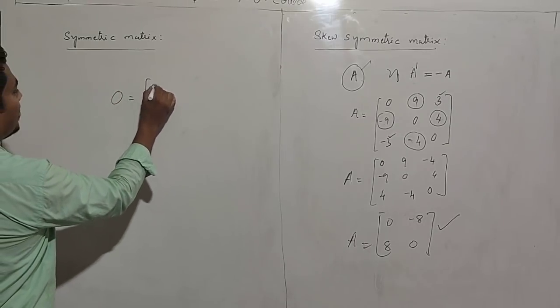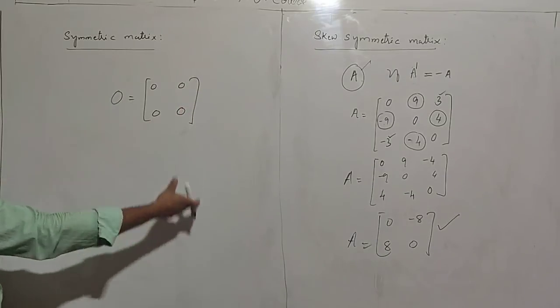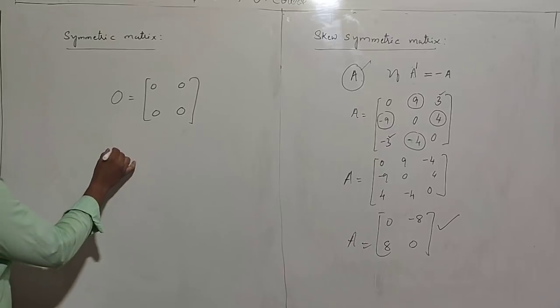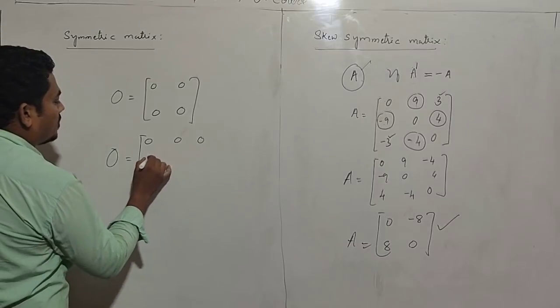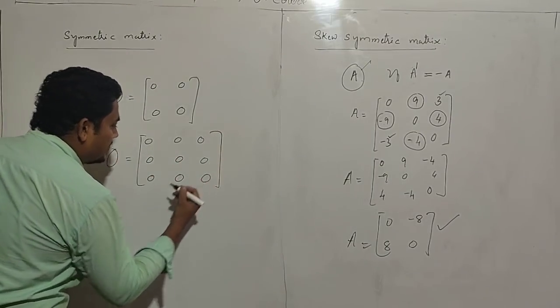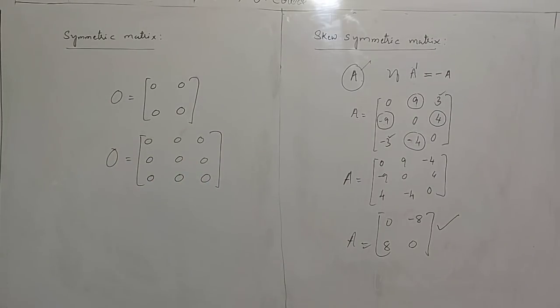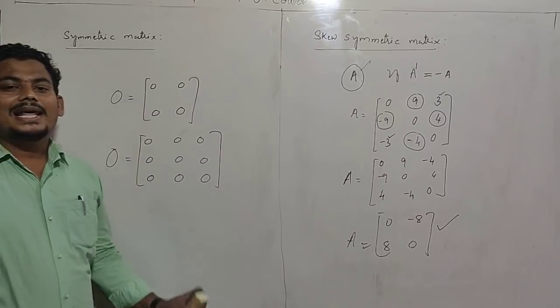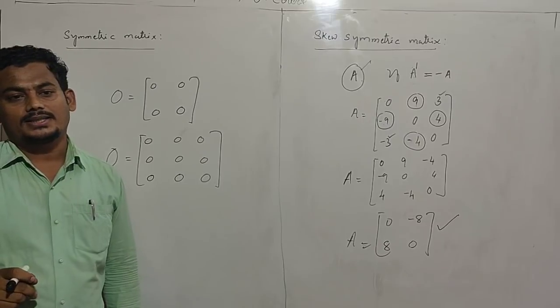Null matrix of order 2 cross 2. Clearly this matrix is both symmetric as well as skew symmetric. I will write one more example: 0 0 0, 0 0 0, 0 0 0. This is both a symmetric and skew symmetric matrix. All null matrices are both symmetric and skew symmetric matrices.